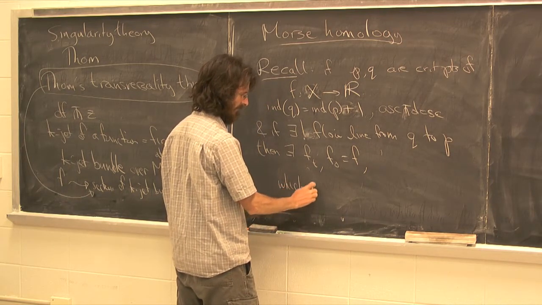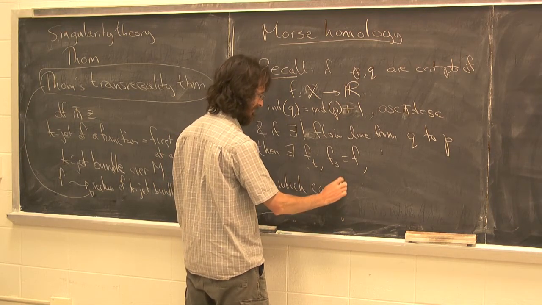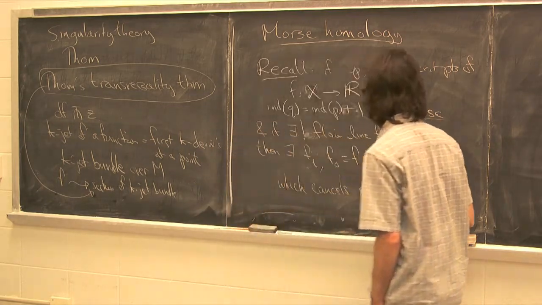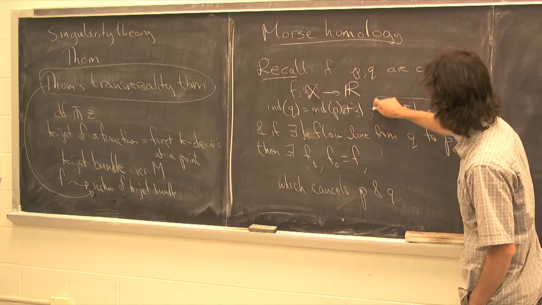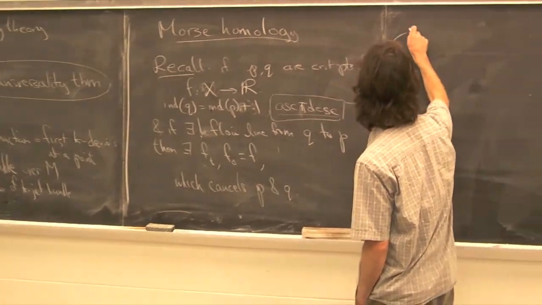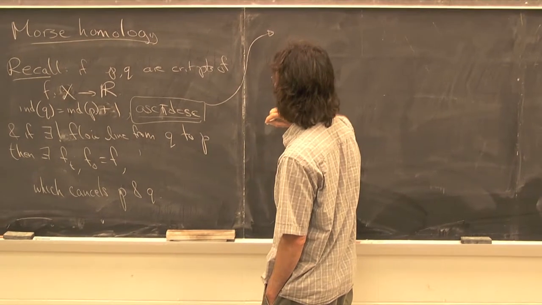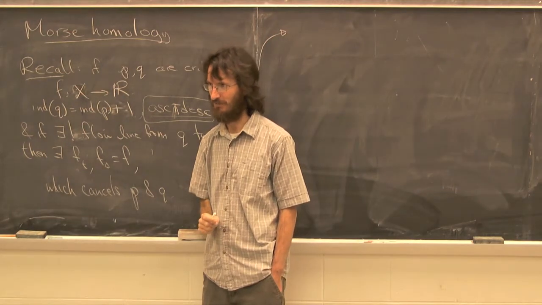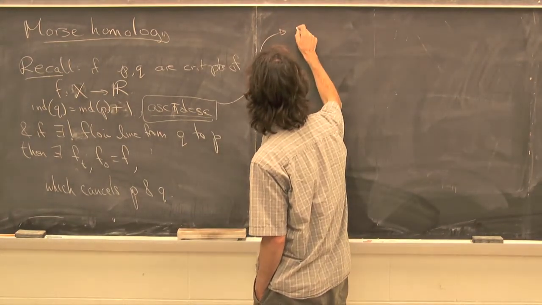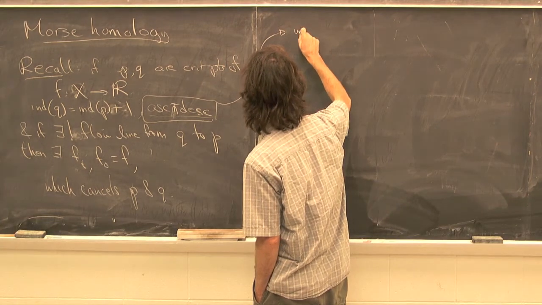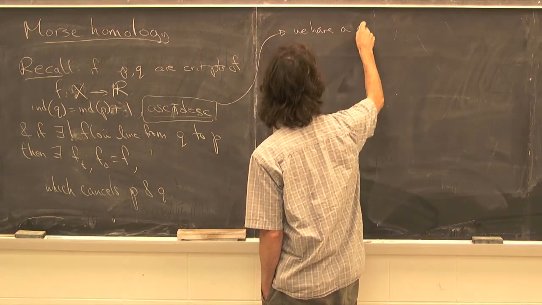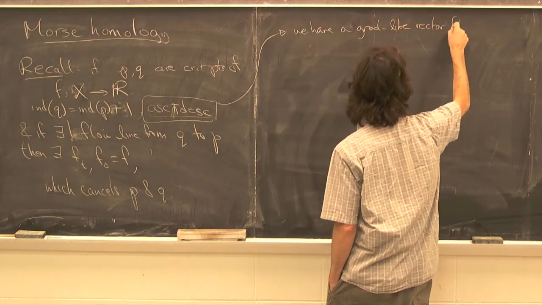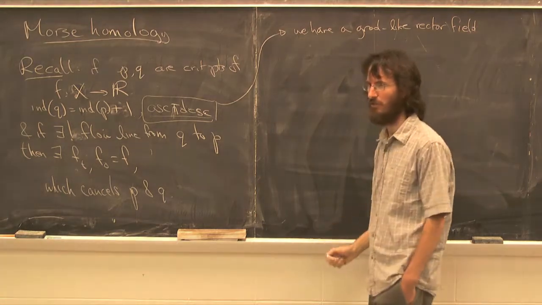Wait, I don't understand this ascending transverse to descending. What I mean is that this is my shorthand for the general property that we talked about, so let me remind you of that. This is not really a property of the function, it's a property of a gradient-like vector field. So it means we have a gradient-like vector field, which then gives us ascending and descending manifolds for all critical points.